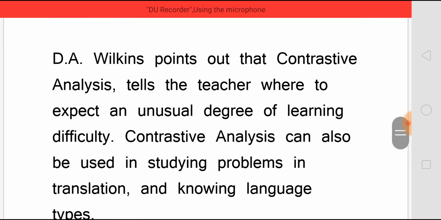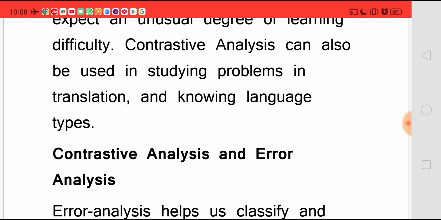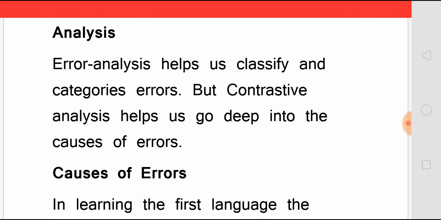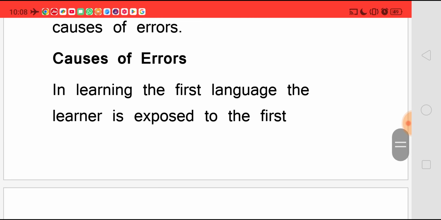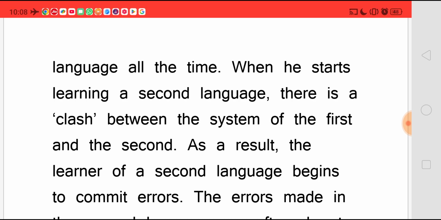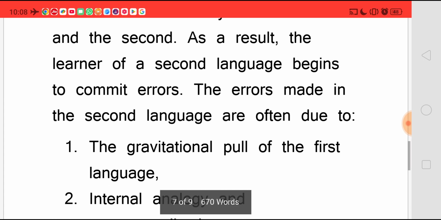D.A. Wilkins points out that contrastive analysis tells a teacher where to expect an unusual degree of learning difficulty. Contrastive analysis can also be used in studying problems in translation and knowing language types. Error analysis helps us classify and categorize errors, but contrastive analysis helps us to go deep into the causes of errors. In learning the first language, the learner is exposed to the first language all the time. When he starts learning a second language, there is a clash between the system of the first and the second languages. As a result, the learner of the second language begins to commit errors.